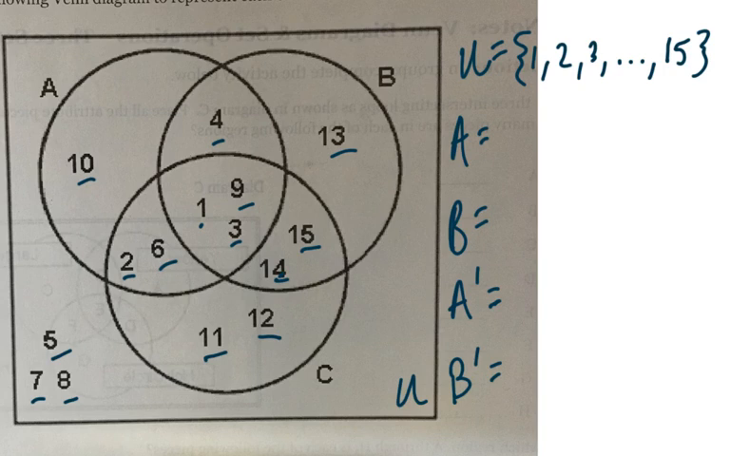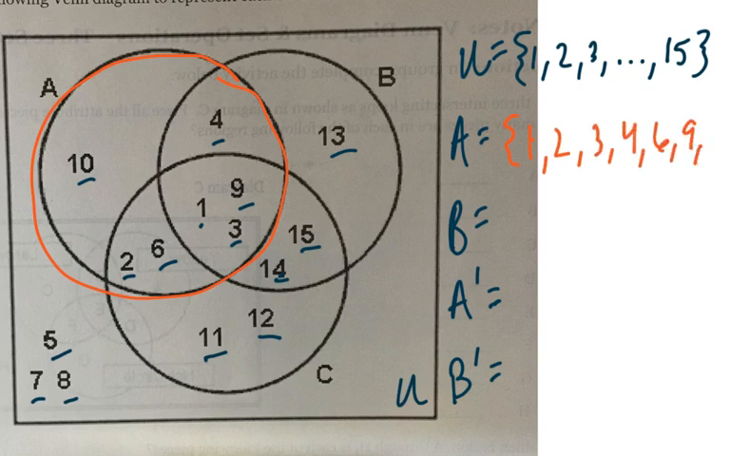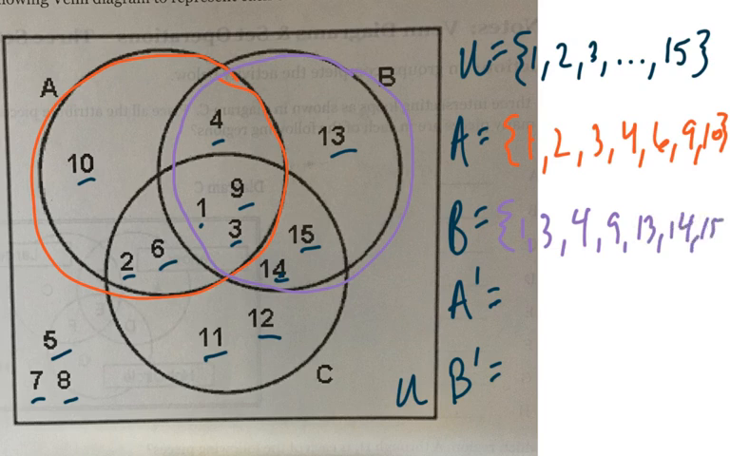In set A, we have the elements that are contained in this red circle. And so those elements are 1, 2, 3, 4, 6, 9, and 10. Notice I did not use an ellipsis on this one because there's not a clearly defined pattern throughout all of it. Okay, for set B, we have everything in this purple circle. So that includes 1, 3, 4, 9, 13, 14, and 15. So that's just identifying what's in those specific sets.